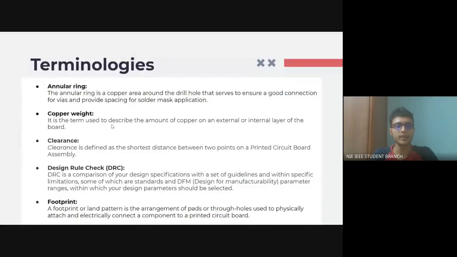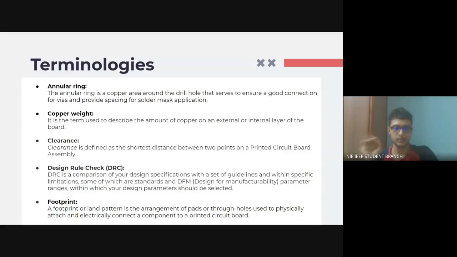Next comes the copper weight. It's a term used to describe the amount of copper on an external or internal layer of the board. That's what copper weight is. It's just a small terminology. Clearance is nothing but the shortest distance between 2 points on a printed circuit board assembly. That's a PCBA. The shortest distance which you can measure is called clearance.